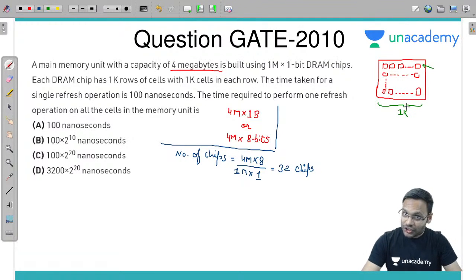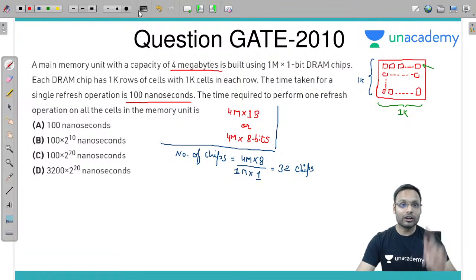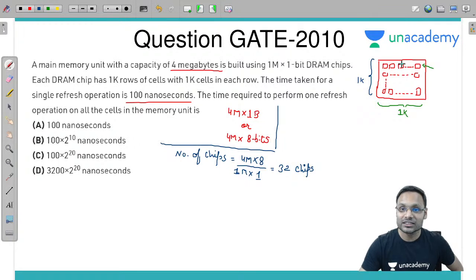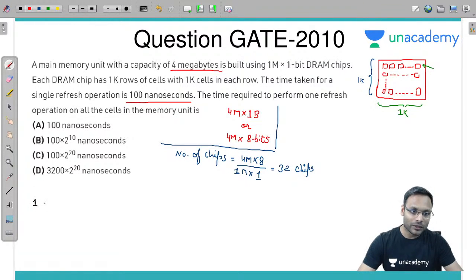Then all the 32 chips will have such an arrangement, that 1k rows, and in each row 1k cells are there. Then the time taken for one refresh operation is this. In one refresh operation, how many cells are refreshed? 1k cells are refreshed, which are there in the single row. एक row में 1k cells हैं. All 1k cells get refreshed in just one refresh operation, which is 100 nanoseconds. So if I ask, one chip का refresh time will be how much? One complete chip का refresh time will be how much? One chip refresh time will be equal to the number of rows in the chip into one refresh time.